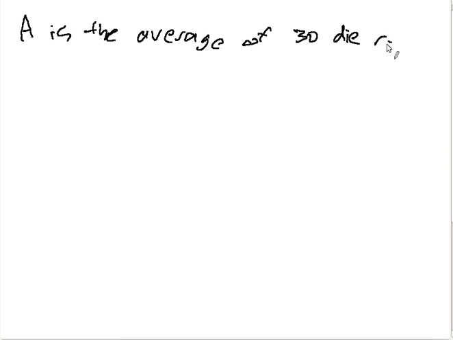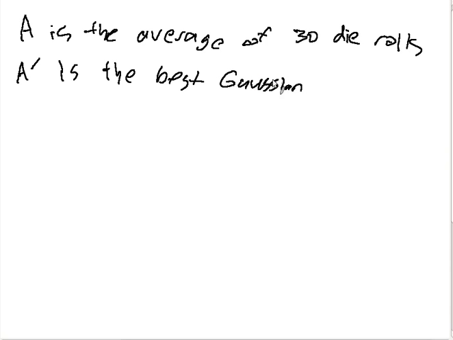Part 3 of problem 1, we're now told that our die has only been rolled 30 times. So A is the average of 30 die rolls, independently, of course. A prime is the best Gaussian or normal approximation to A. And we're asked, how often does A prime fall between 3 and 4? What's the probability that A prime is between 3 and 4?